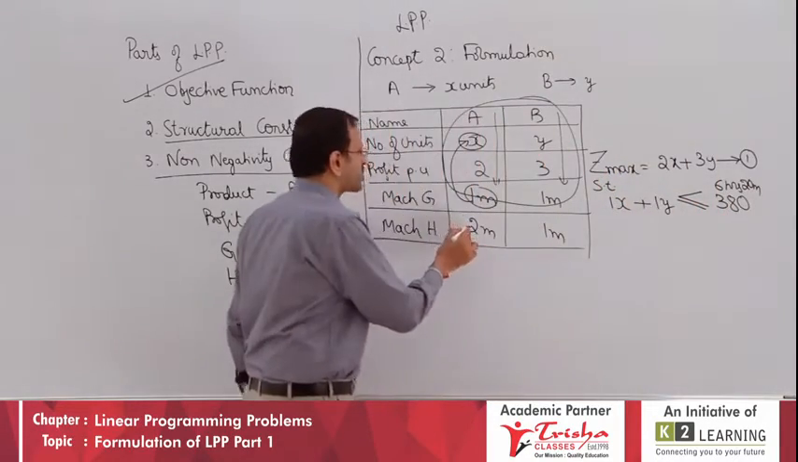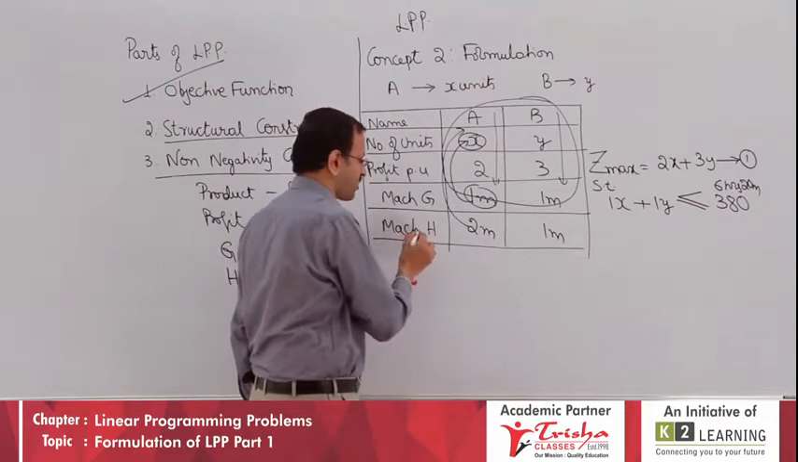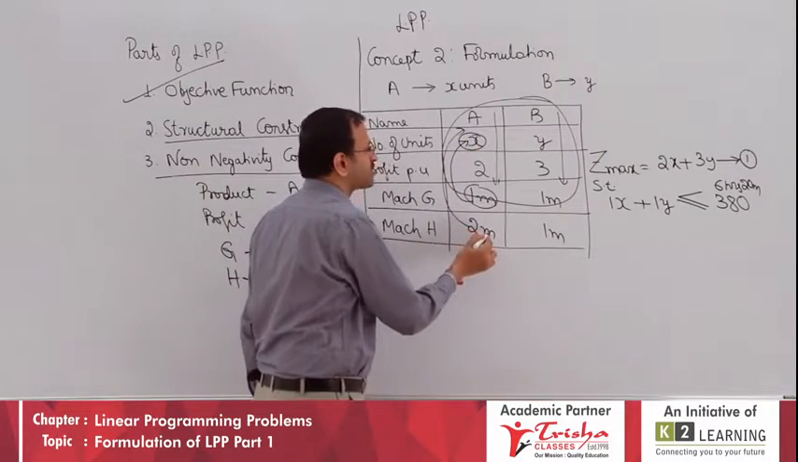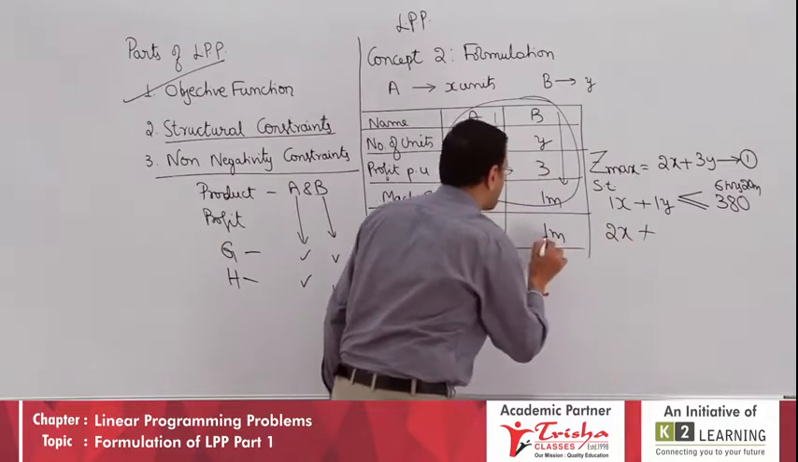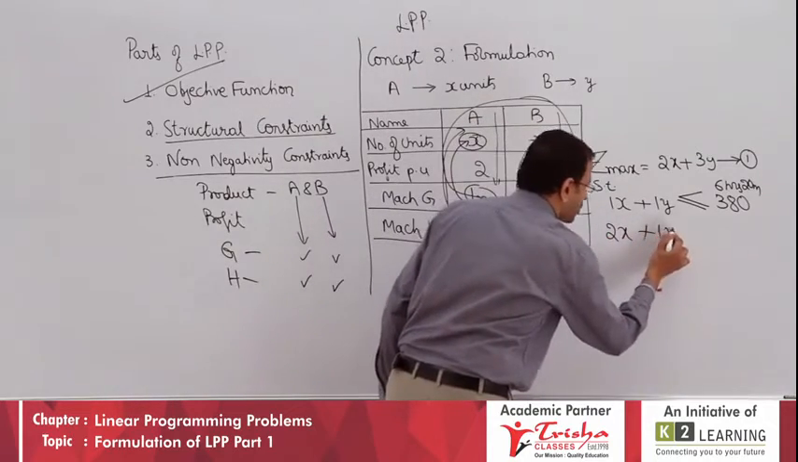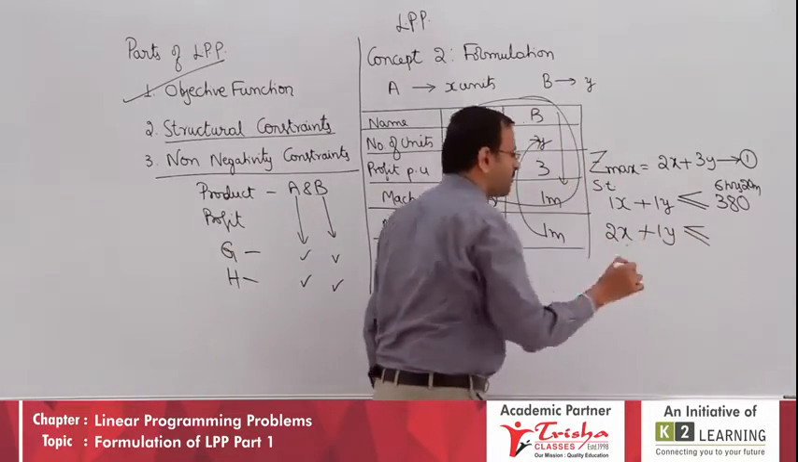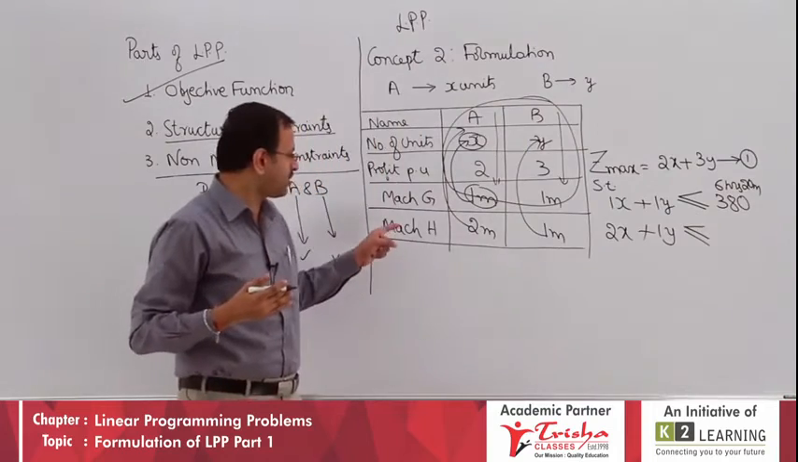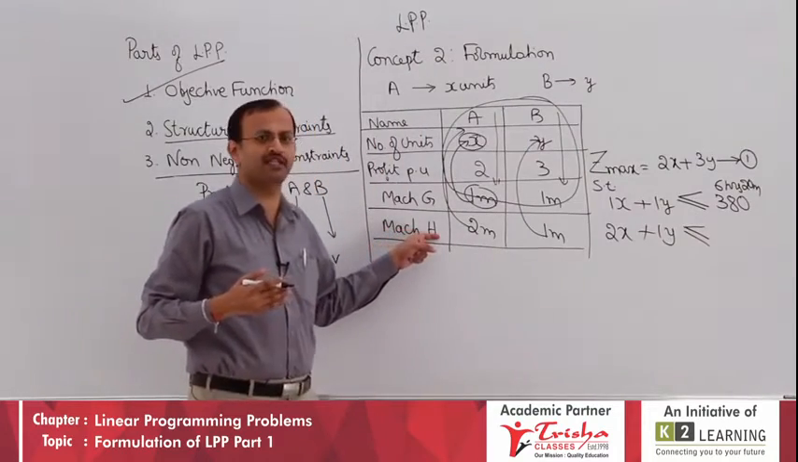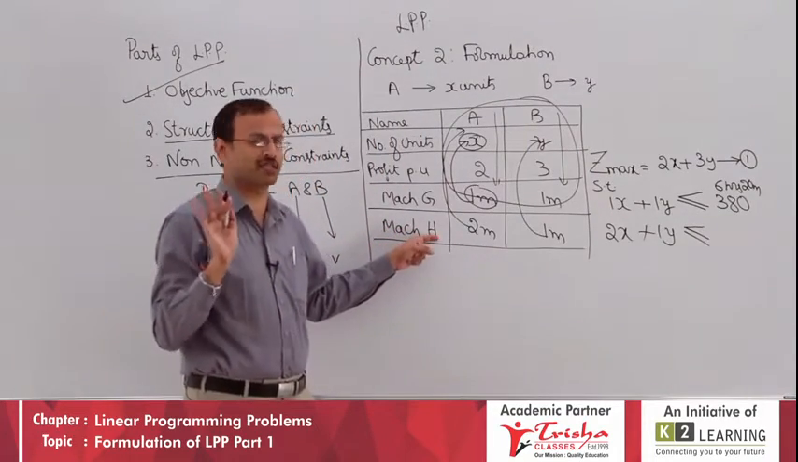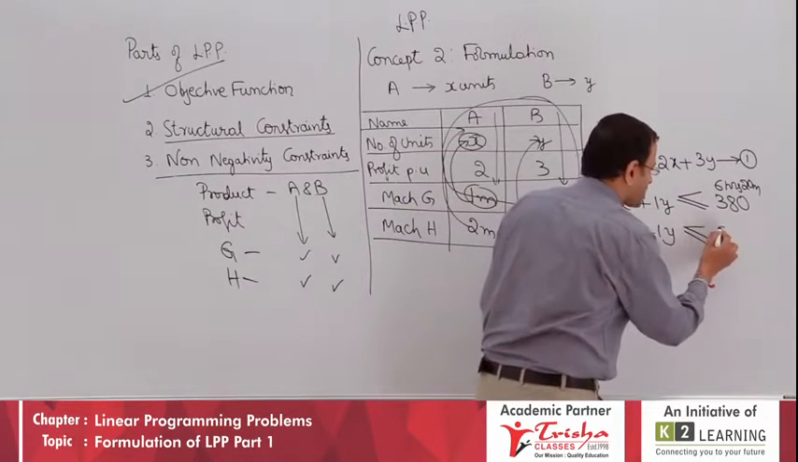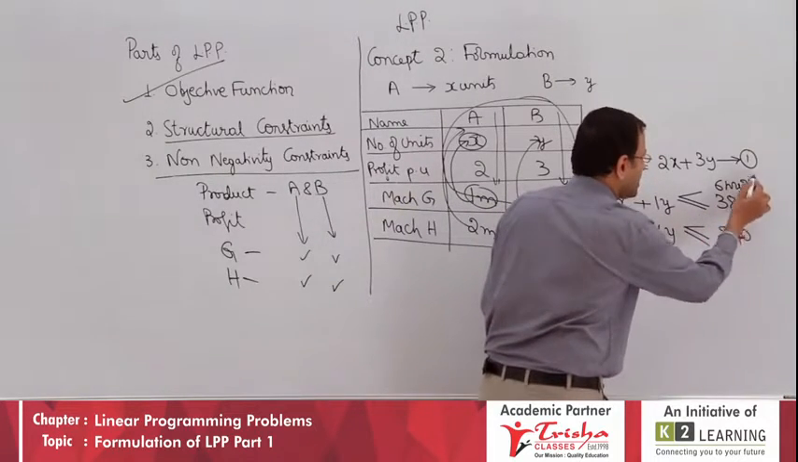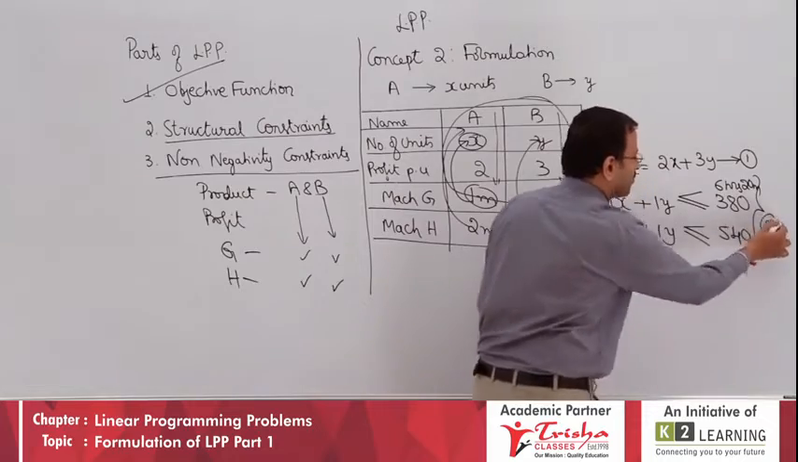Same way, you should take the next one. Can you write for machine H? 2 minutes for 1 unit, 2x, similarly plus 1y. The total available time maximum is how many hours for machine H? Question says it is 9 hours. 9 hours, but into minutes, if you take 9 into 60, 540. This we will call 2.